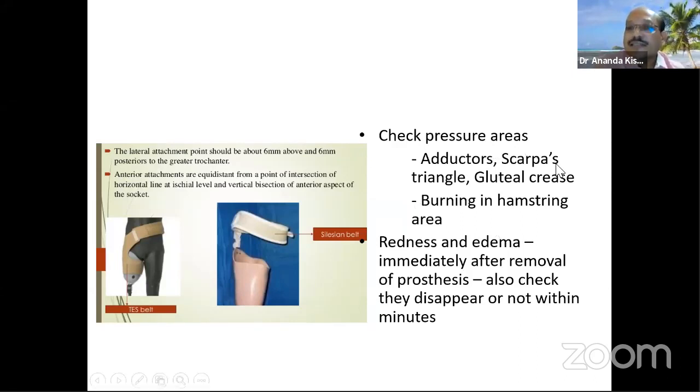You have to see the adductors, Scarpa's triangle, and the gluteal crease. You have to see the bony sensation of the hamstring area for the transtibial cases. And we have to see the redness and edema. Immediately after the removal of the prosthesis after use, we have to see the redness and edema of the affected area. But that should not last for a long time. After some 10-15 minutes, that should usually fade away. If it does not disappear, that means there is excessive pressure inside the socket. We have to correct it.